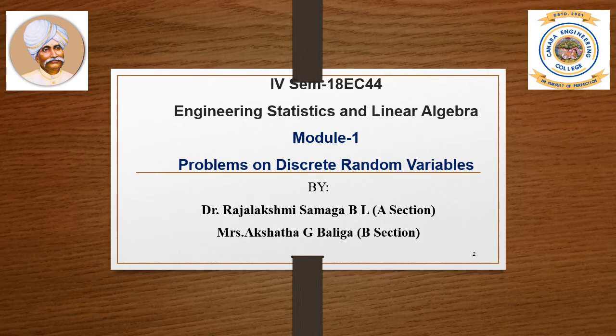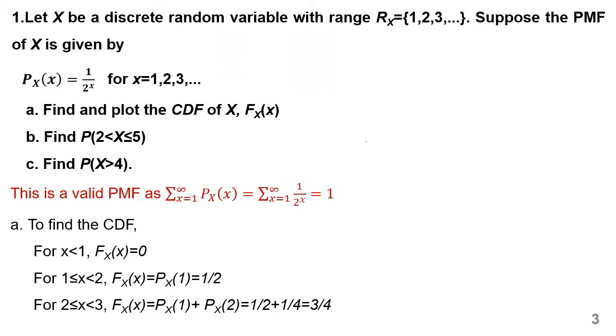Let us try to solve some problems on discrete random variables on CMS and CPS. Let us take the first problem. It is defined as: let X be a discrete random variable with range Rx equal to 1, 2, 3, and so on up to infinity.